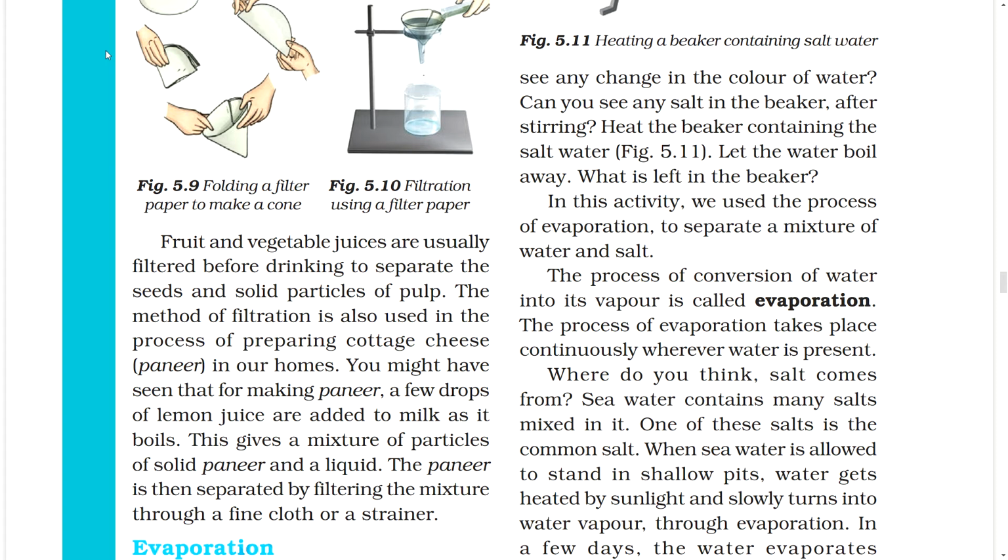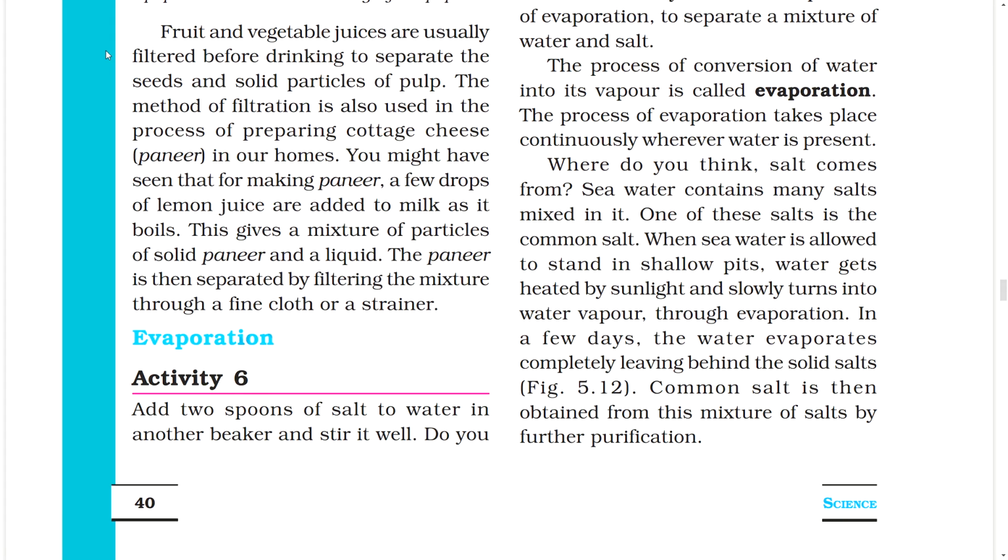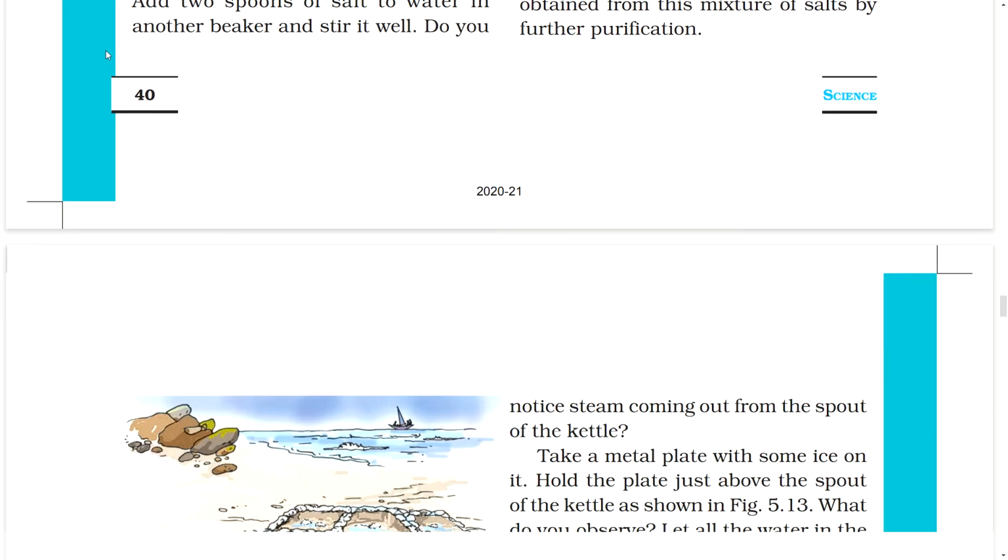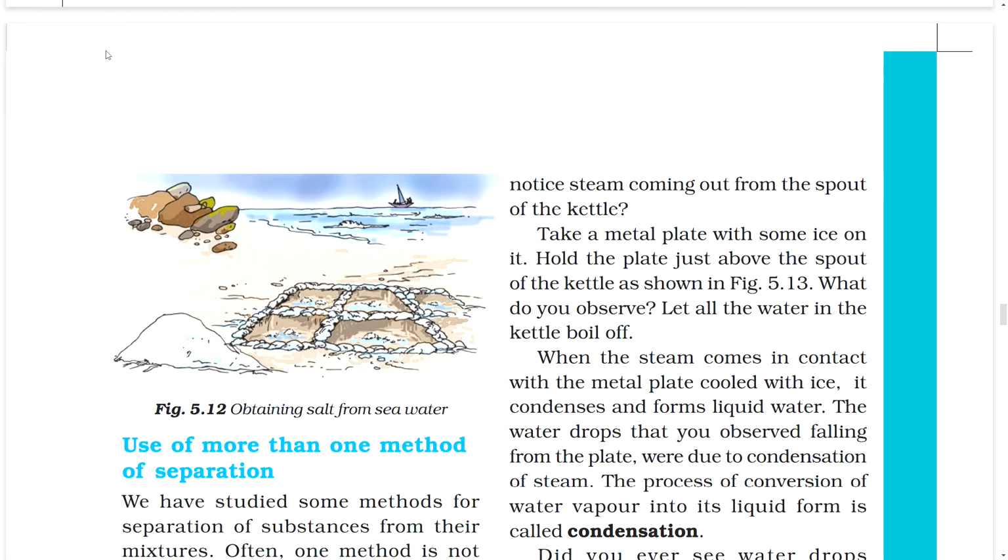When seawater is allowed to stand in shallow pits, water gets heated by sunlight and slowly turns into water vapor through evaporation. In a few days, the water evaporates completely, leaving behind the solid salt. Common salt is then obtained from this mixture of salts by further purification. Obtaining salt from seawater.